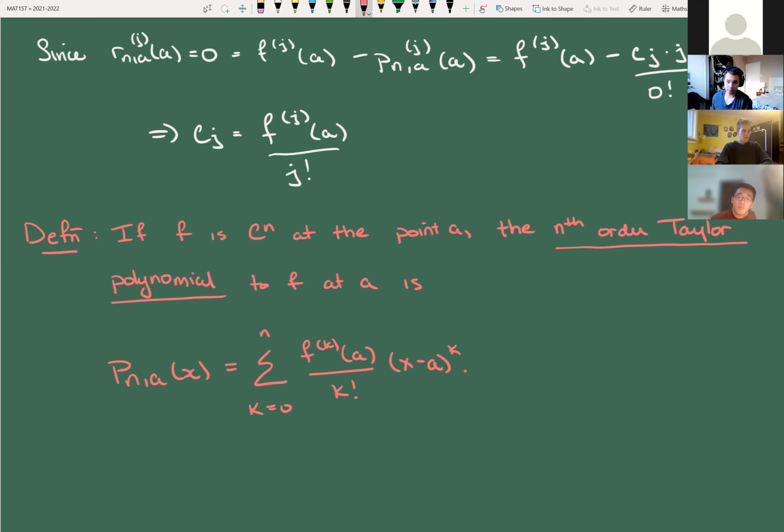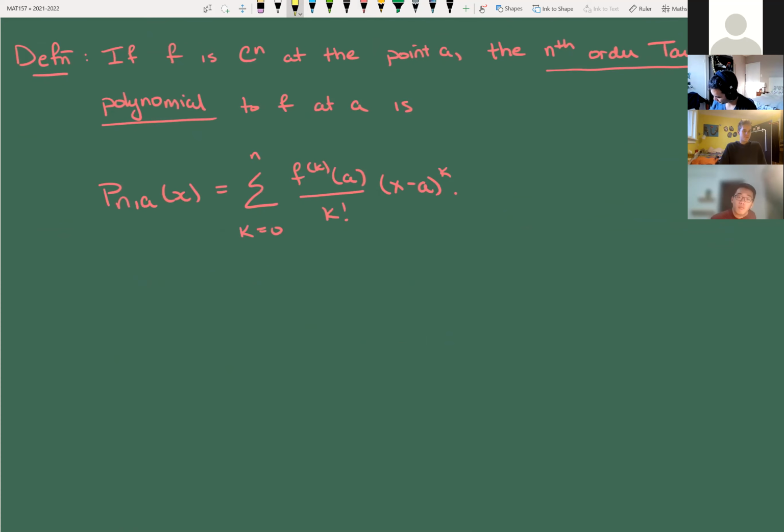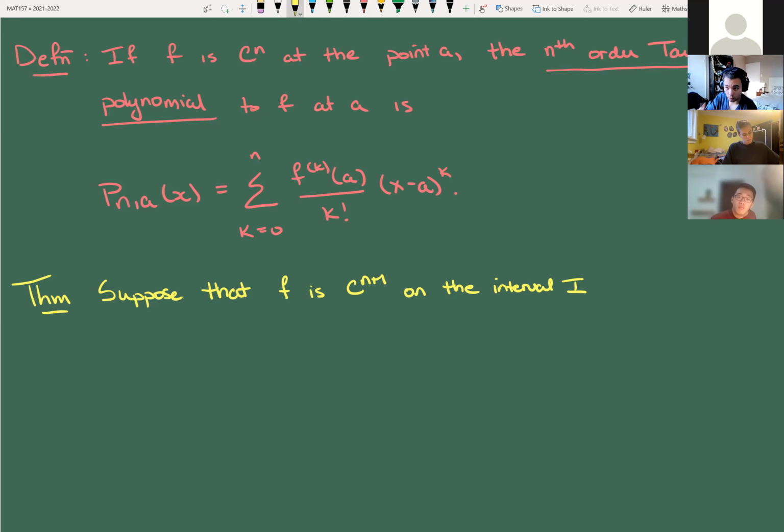We now need to do a sufficient condition. To do that, we have to prove a theorem. Okay, and that theorem is as follows. And what you're going to see, I'll point this out actually maybe after I've written it. Suppose that f is C^(n+1) on the interval I. Okay, C^(n+1). This is important, not C^n, C^(n+1) on the interval I. And a is some point in I. Okay, it's the point at which we're approximating.